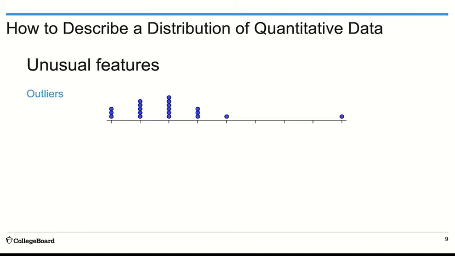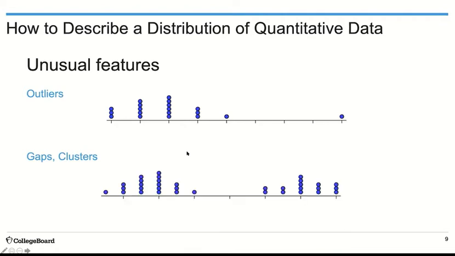Now the fourth characteristic is unusual features. And you have a few things to look out for here. The first is outliers within the distribution. And usually that's going to be a value that clearly doesn't fit with the rest of the values, much, much higher or much, much lower than the rest of the values. The other thing to look out for, and these often come together, is gaps and clusters. So you'll notice in this distribution that there are two clear, distinct clusters with a gap in between those two clusters.